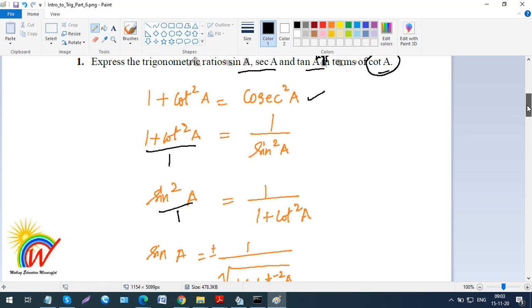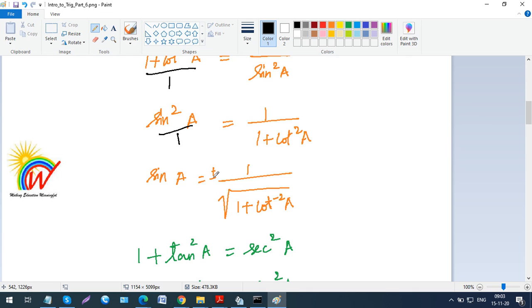So sine A is equal to plus or minus. Whenever you find the square root, you will have to put a plus or minus. So plus or minus 1 over the square root of 1 plus cot square A. The square root of 1 is 1 itself, so I can just put the square root under the denominator. Here I am actually taking the square root on both sides. Alright, so that is one thing they have asked.